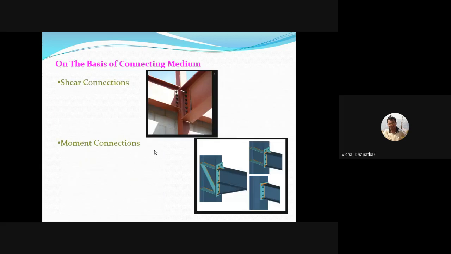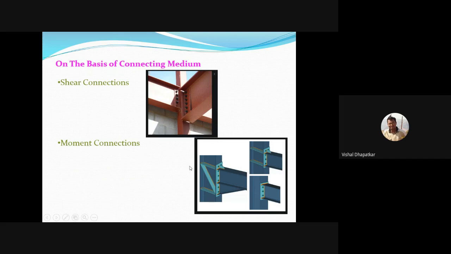Now, what are the types of connections? First is shear connection. So when we connect a beam with the column or with any other beam with the bolts in the web, then it is called a shear connection. We are keeping flanges free and only connecting web with the column. So it is called a shear connection.